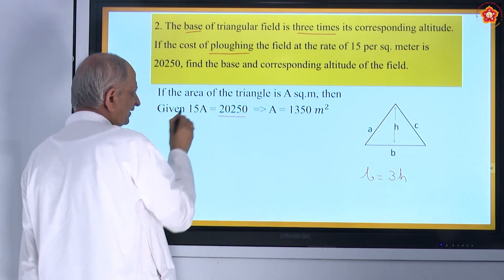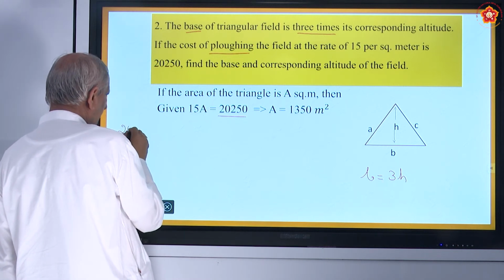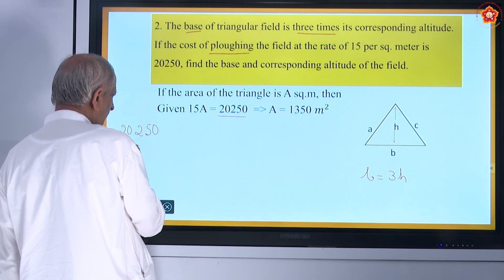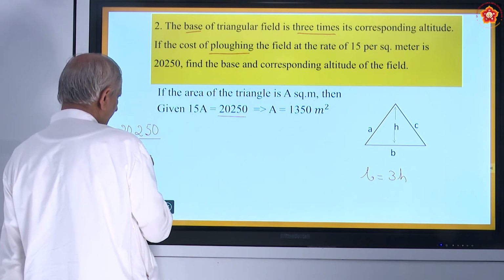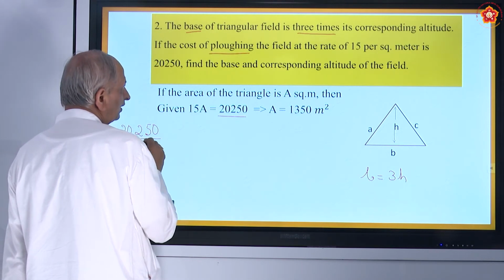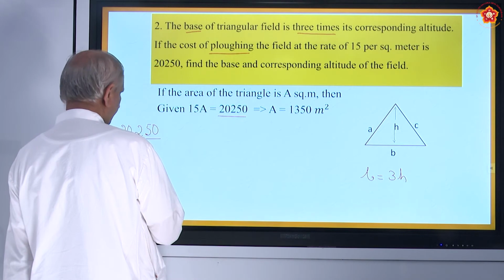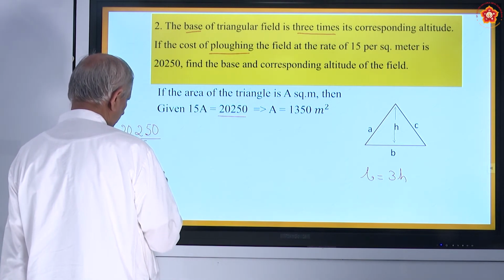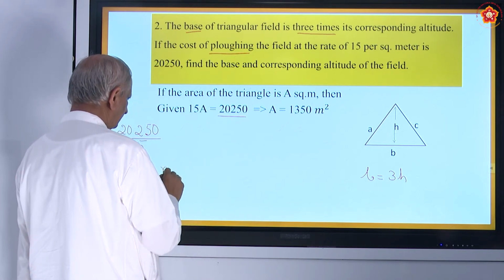So divide this by this. If you divide 20,250, the total cost of plowing, by 15 rupees for every square meter, you get 1350. So much, that is what you are getting, that is what is called the area.